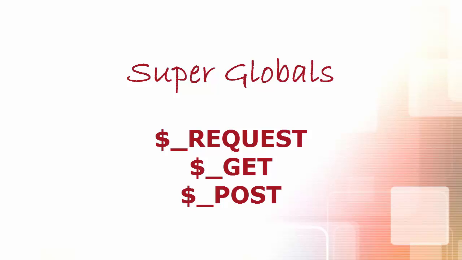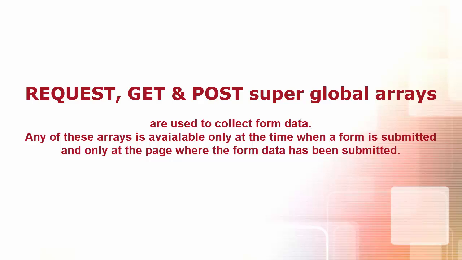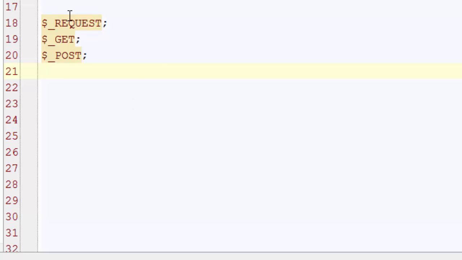$_REQUEST, $_GET, and $_POST. These superglobals are used to collect form data. Whenever we submit a form, this array is filled up and available with key and value pairs, and we can easily get the values of the form submitted. Let's go and try to understand these.